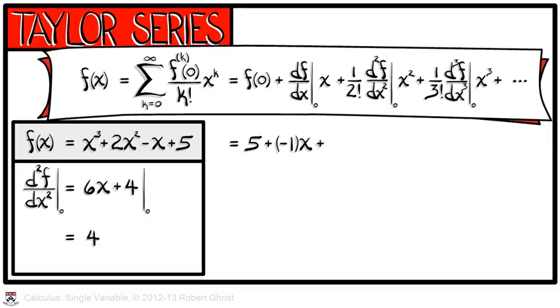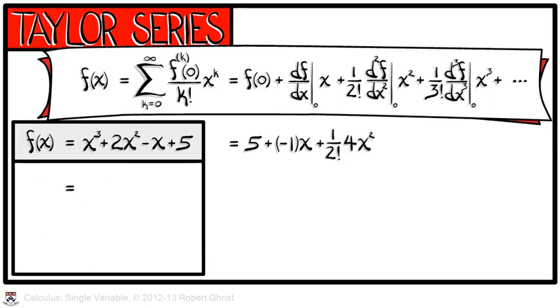Therefore, the next term in the Taylor series is 1 over 2 factorial times 4 times x squared. The third derivative of this function is very simple. It is exactly 6, independent of where we evaluate it. Therefore, the next term in the Taylor series is 1 over 3 factorial times 6 times x cubed.